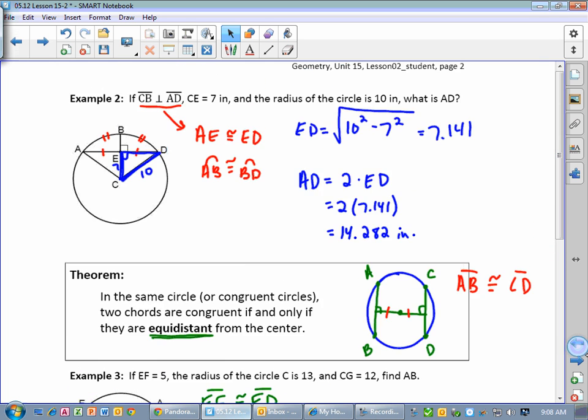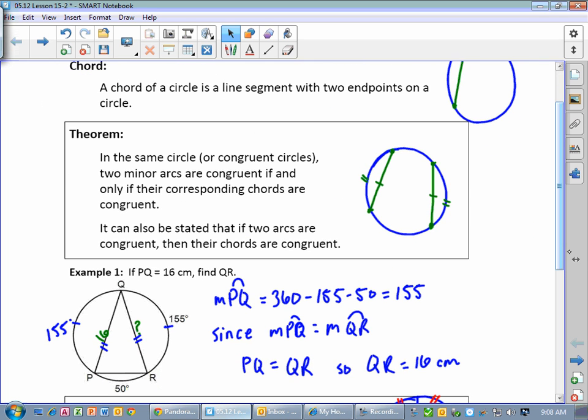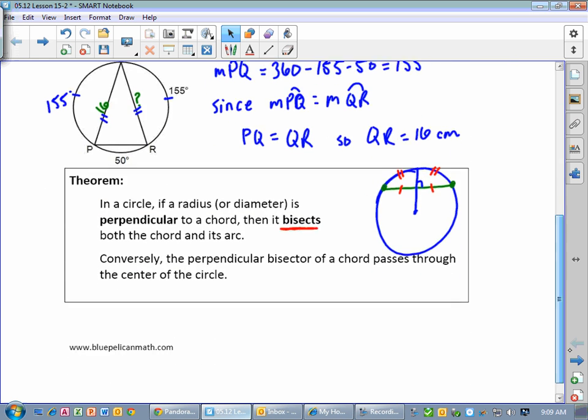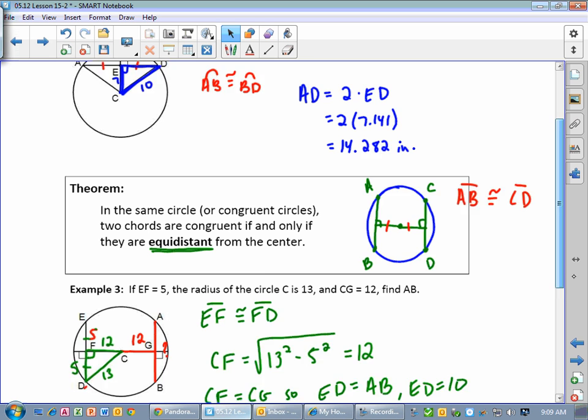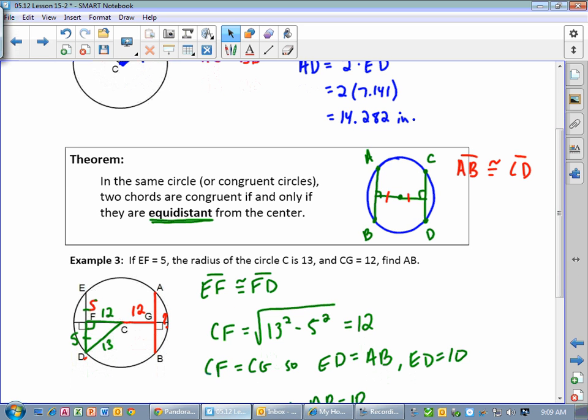Okay. So as you're working, you should be looking for opportunities to talk about congruent chords, or congruent arcs, for example. All right, or for the second theorem, you're looking for a radius that's perpendicular to a chord. So you can say it's bisecting. Or you're looking for 2 chords that are the same distance from the center, or some way to show that they're the same distance. Okay. So we can get started on that.